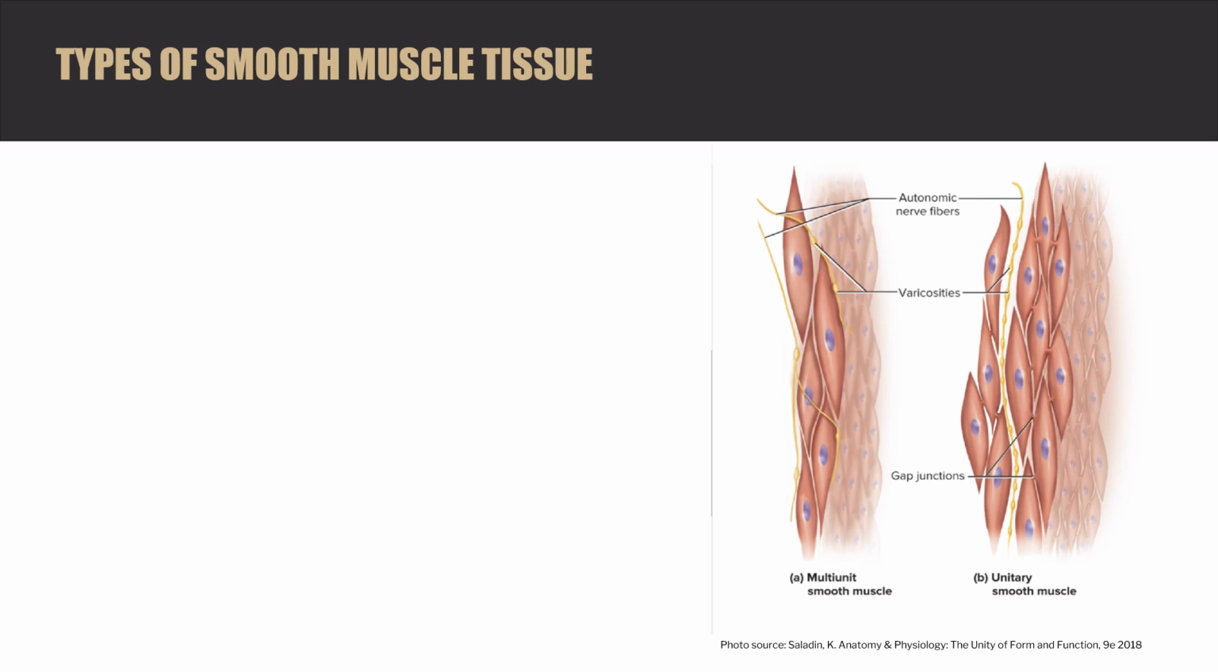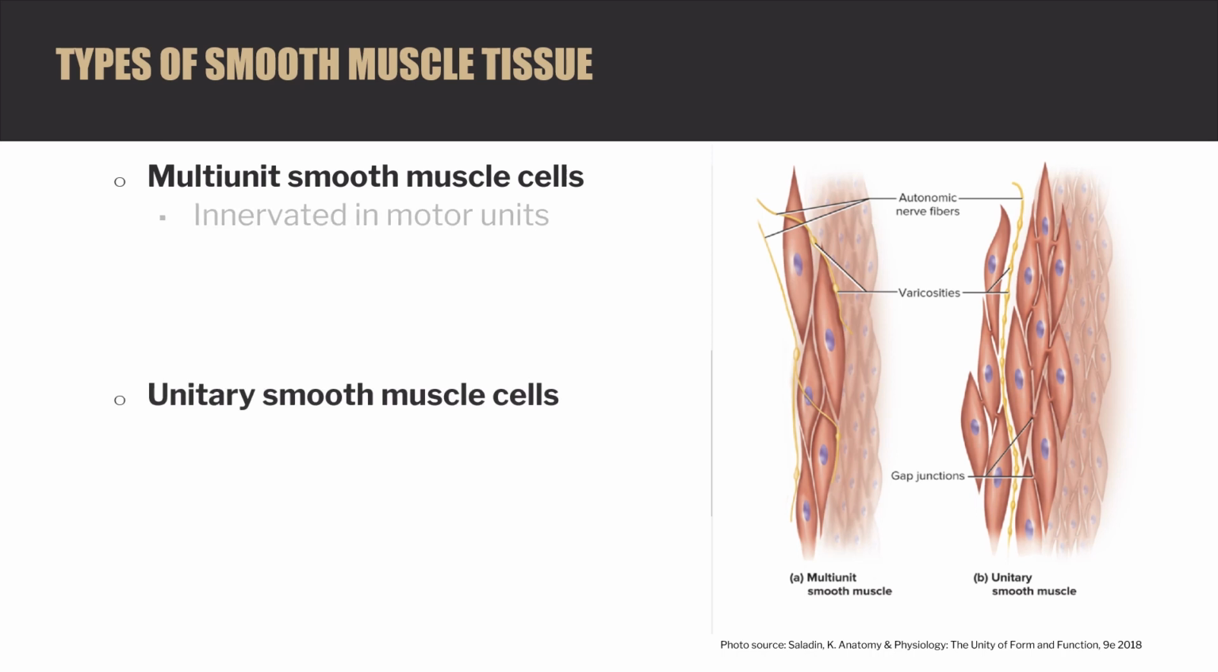Smooth muscle tissue shows a range of types between 2 extremes called multi-unit and unitary types. Multi-unit smooth muscle occurs in some of the largest arteries and pulmonary air passages, erector muscles of the hair follicles, and eye muscles that control the iris and the lens.